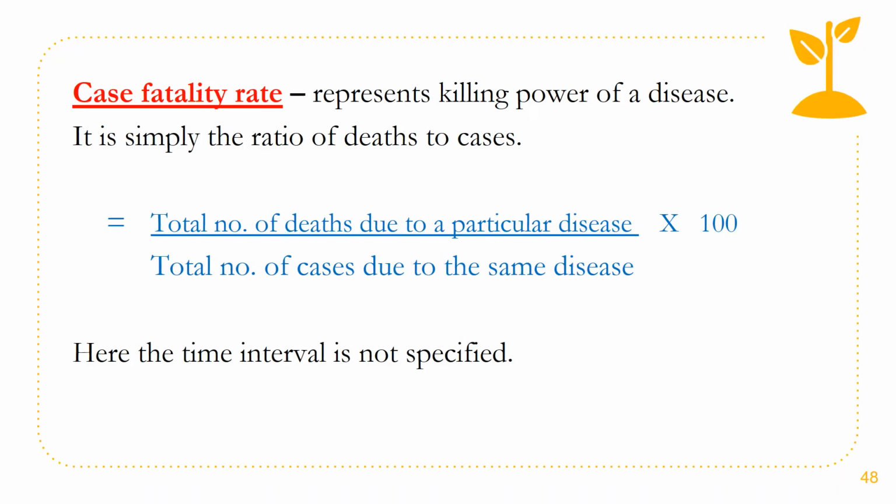Then case fatality rate. It represents the killing power of a disease. For example, nowadays we can take the ideal example of COVID. Whatever the reason, most of the things will apply for COVID. It's simply the ratio of the total number of deaths due to a particular disease divided by the total number of cases due to the same disease, into 100. Here the time interval is not specified.